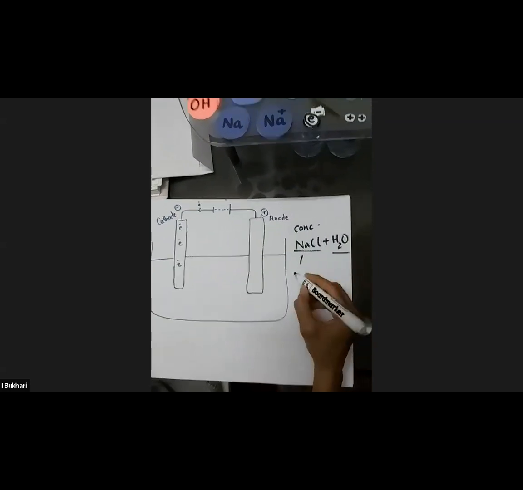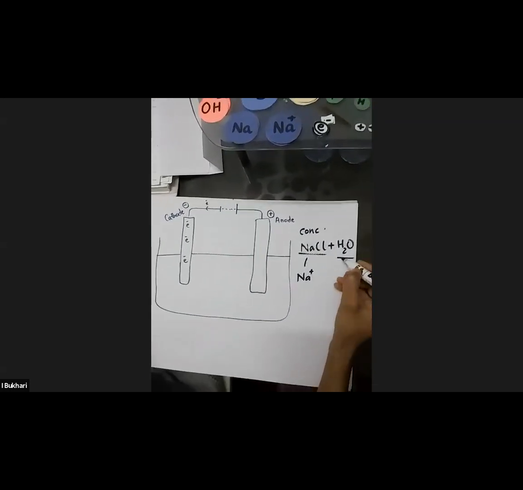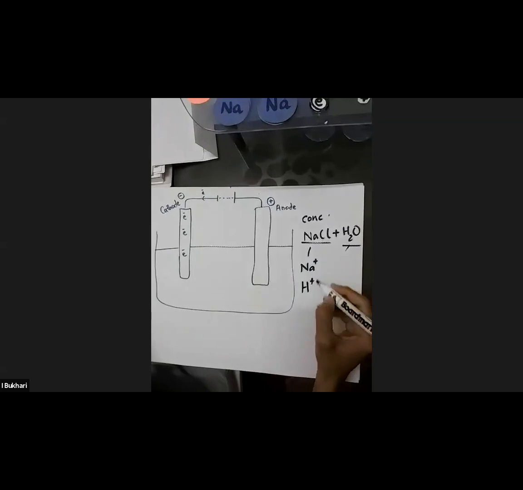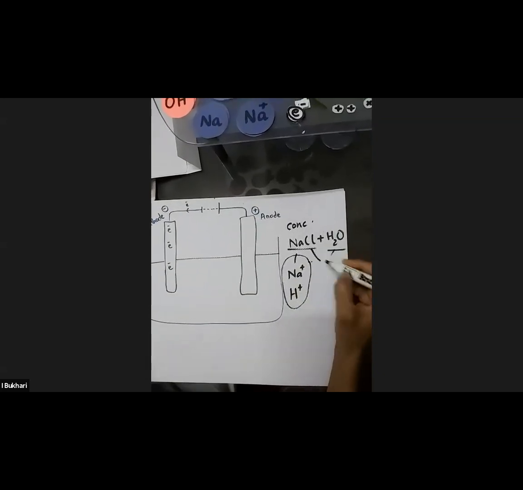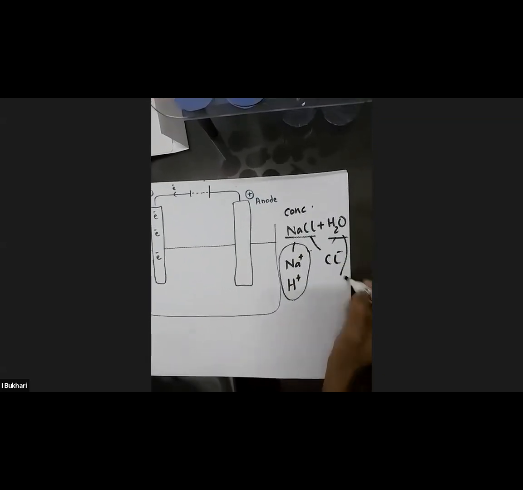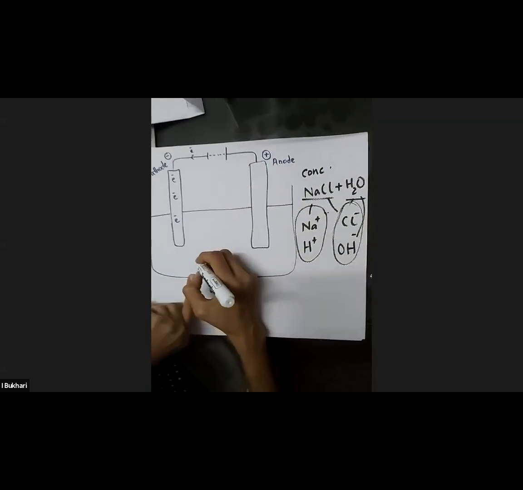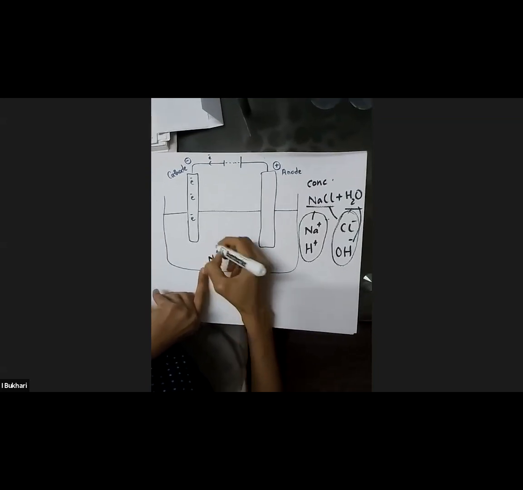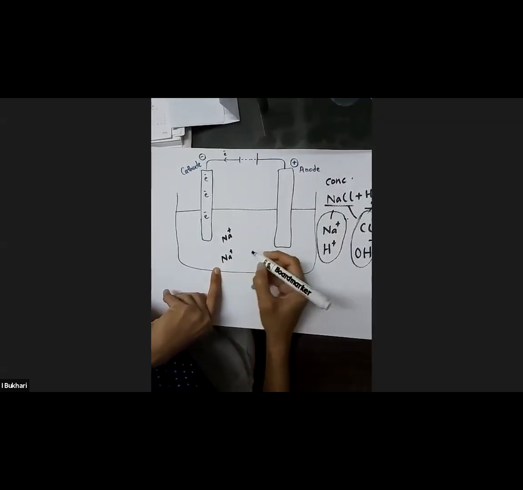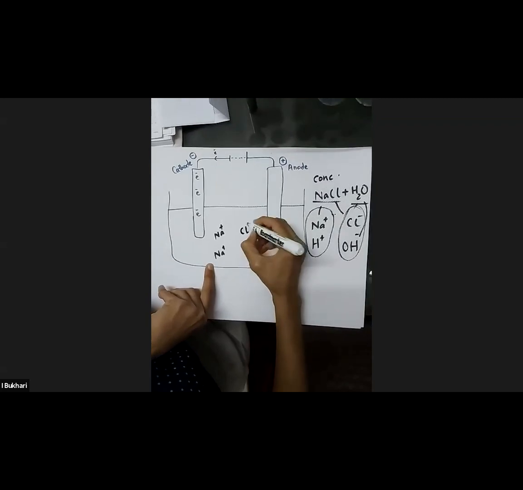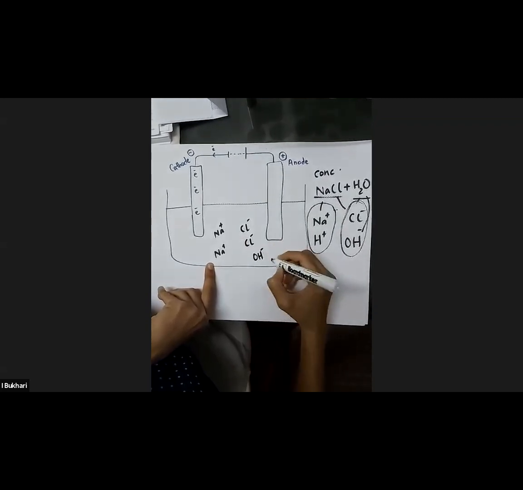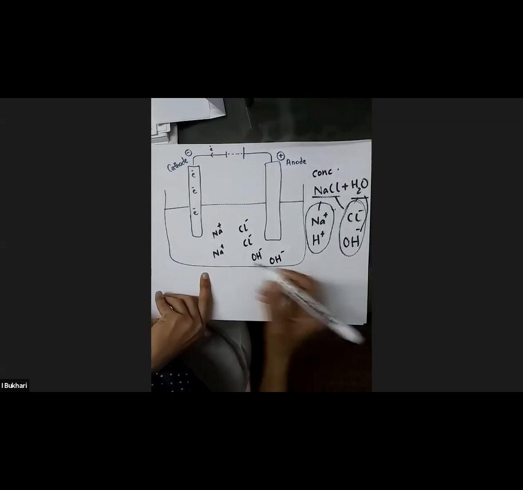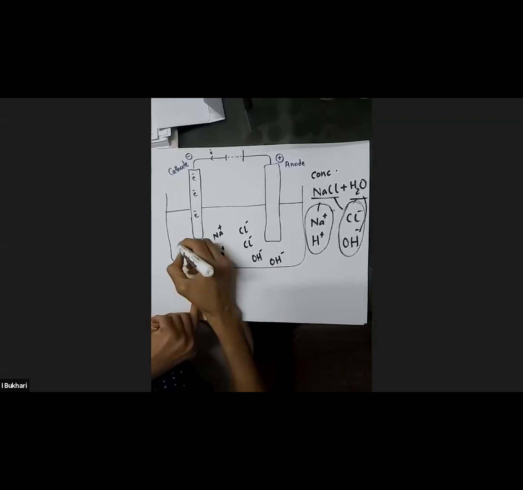Now what are the cations? Sodium ions, and from water, hydrogen ions. These will compete. Here, chloride ions and hydroxide ions, and so these will compete. Compete meaning, okay, so I will write down two of these ions here, two of these here, right, and then I have hydrogen ions.